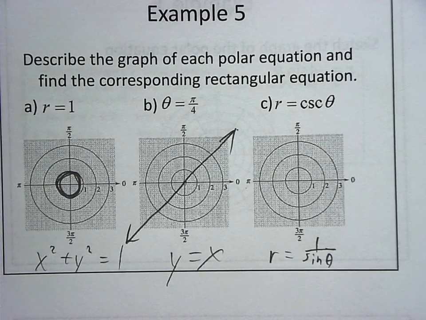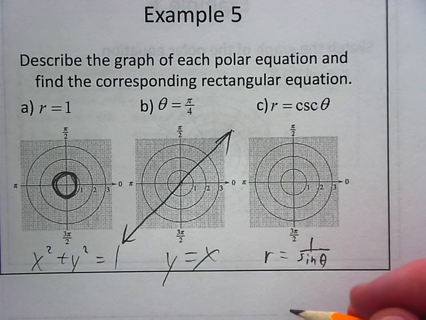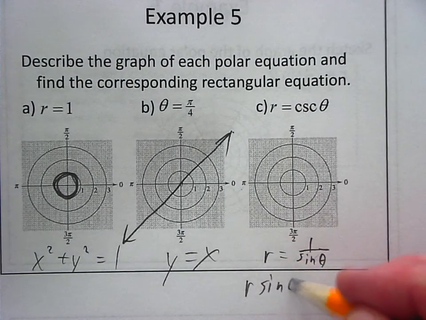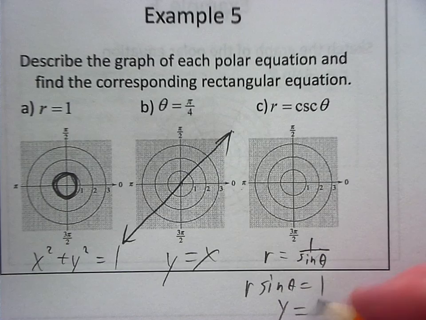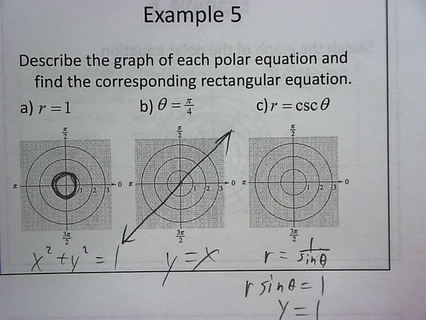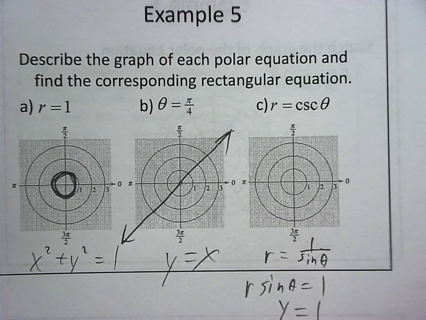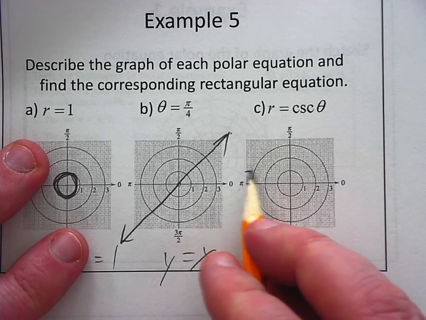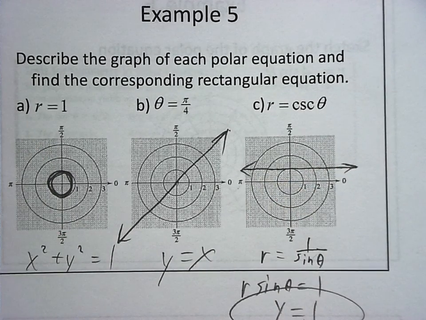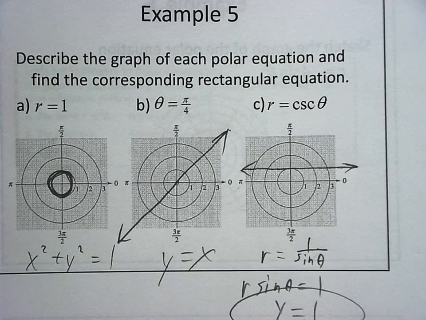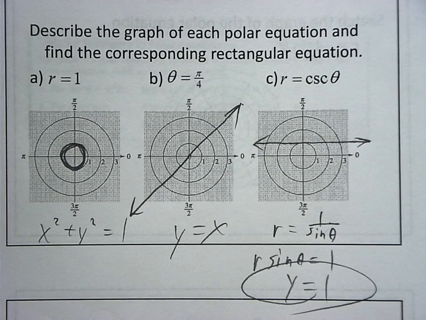So that means if I move this around a little bit, r sine theta is equal to 1, right? What's r sine theta? It's y. This is y equals 1. What's the graph y equals 1 look like? Horizontal line at 1. So it's literally just this. Those ones are a little weird when it's cosecant and secant, but cosecant will actually generate a vertical line for you.